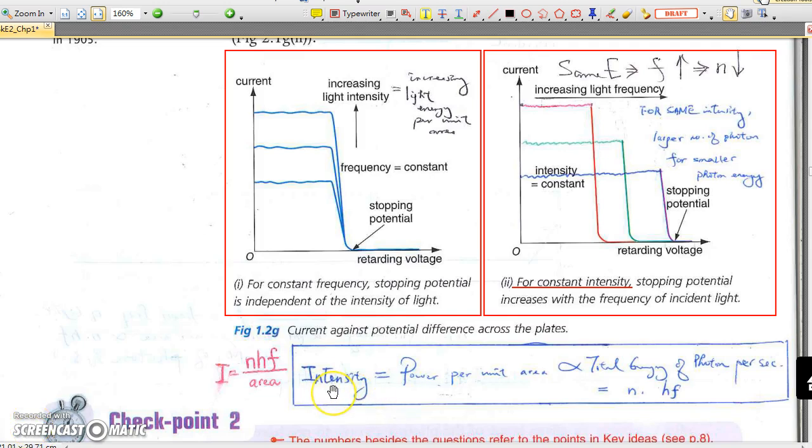In fact, intensity is the power per unit area, and that is directly proportional to the total energy of photons per second. So it would be given by N, which is the number of photons hitting the metal surface per second, multiplied with the energy of each photon, hf. So when frequency increases, for example, from red light to violet light, then the energy of each photon, hf, increases. In order to make the intensity constant, then the number of photons hitting the metal surface should decrease.